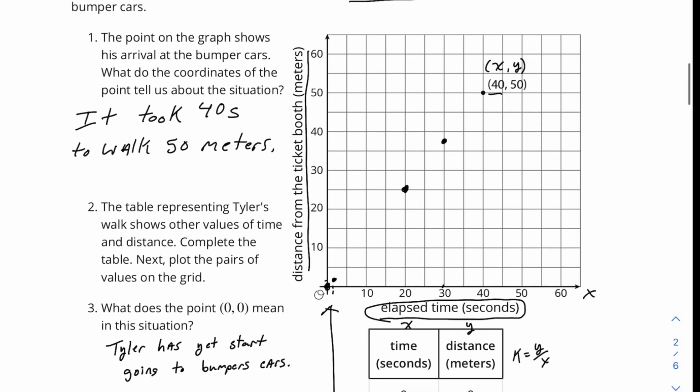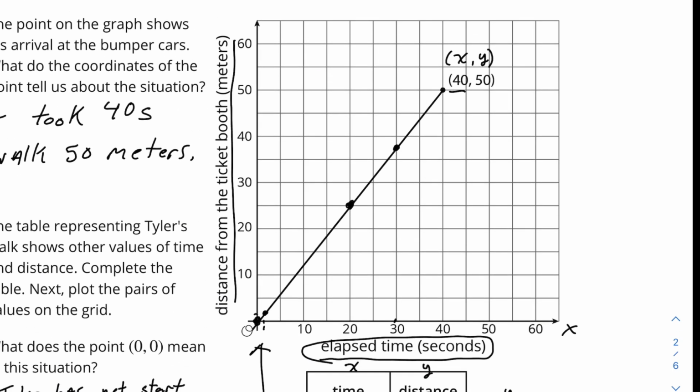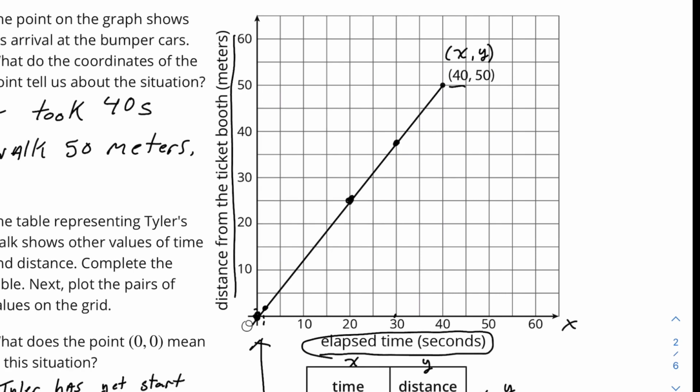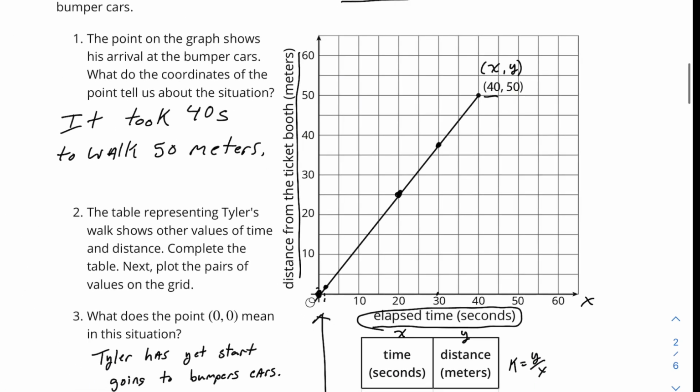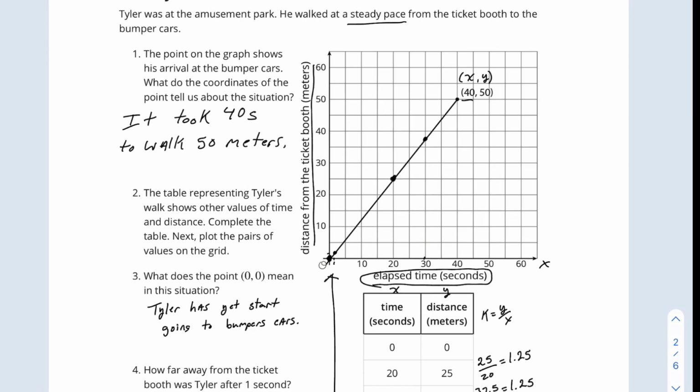Now in this case, what we could have done is also put a solid line through our graph because he's walking consistently the whole time from one point to the other. And so having a solid line shows that we have that straight line that goes through the origin. It is a proportional relationship because he's walking in the same steady pace of 1.25 meters per second.